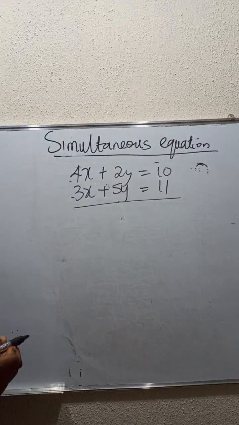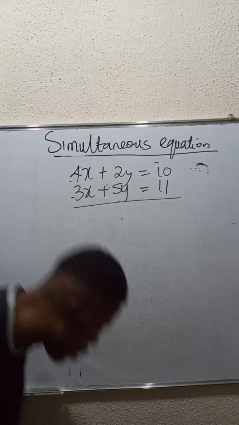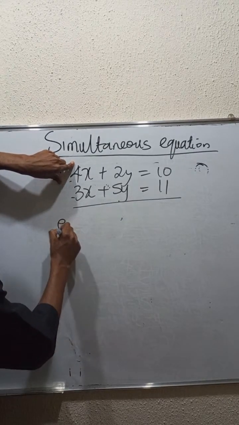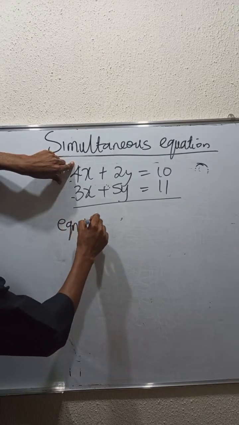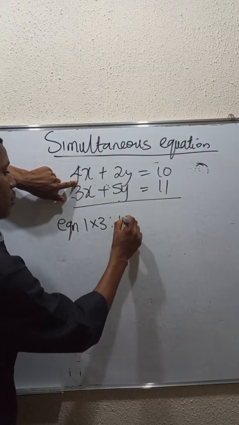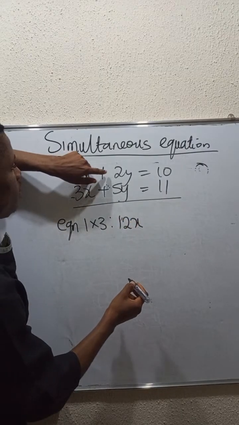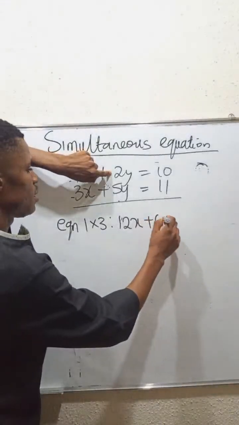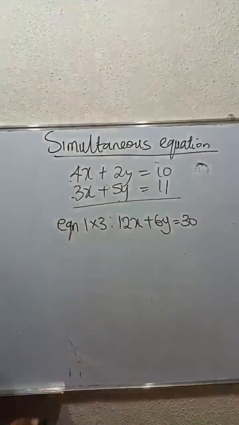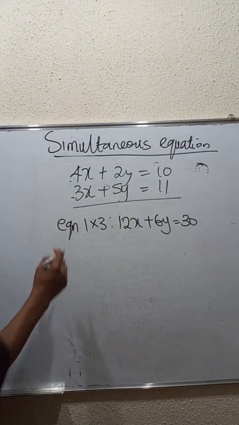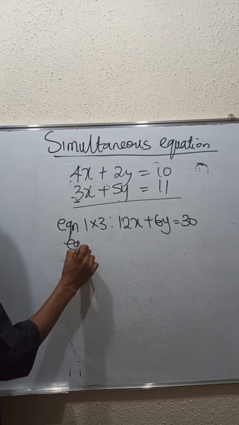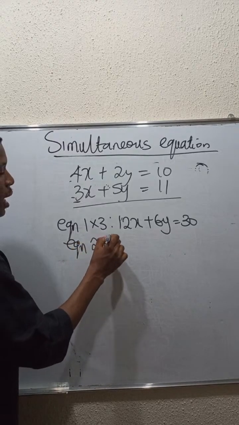I'm trying to eliminate x. It is 12. So what will I multiply 4 by to get 12? I have to multiply by 3. So I say equation 1 times 3. Equation 1 times 3 will give you 4 times 3 is 12, 12x. 3 times 2 will give you 6y. 3 times 10 will give you 30. You have this. Then we'll go to the second one. What can I multiply 3 by to get 12? That is 4. So we have equation 2 times 4.